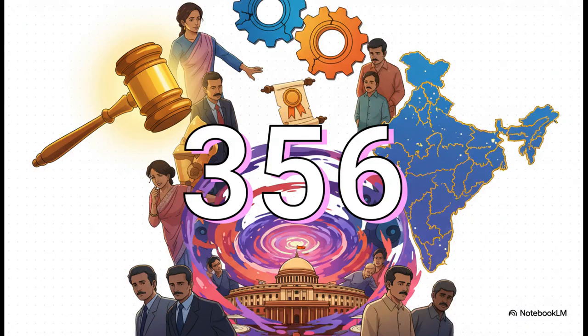Okay, this is where things can get really serious. We're talking about Article 356. This article gives the governor the power to recommend something called President's Rule. Basically, if the governor thinks the state government just isn't working according to the Constitution, that things have gone off the rails, they can recommend dismissing the elected government. That means the central government steps in and takes over. It's supposed to be a last resort, but you can imagine, it's a massive power and a huge point of tension.